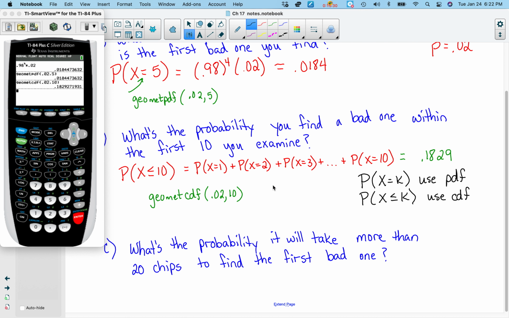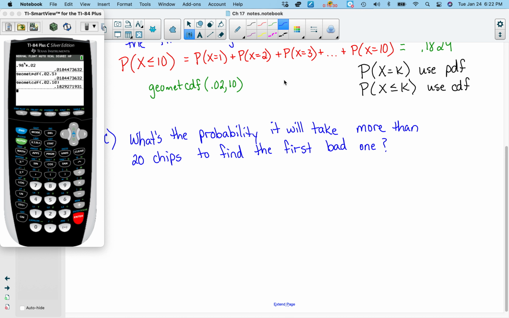Part C. Now, if you look in your book, there is no part C. I made it up. So the question is, what's the probability it will take more than 20 chips to find the first bad one? So if I use a symbol for that, I want to know the probability that it would take more than 20 to find the first bad one. Okay, more than is strictly greater than. So I want the probability that x is greater than 20.